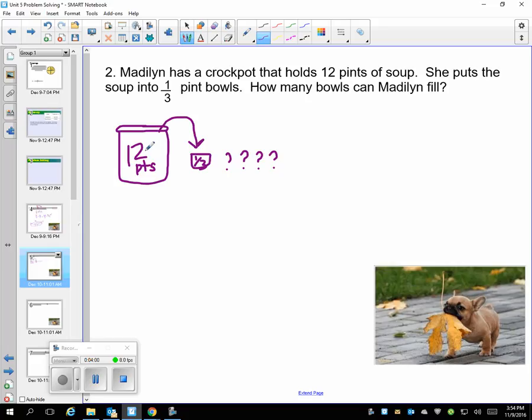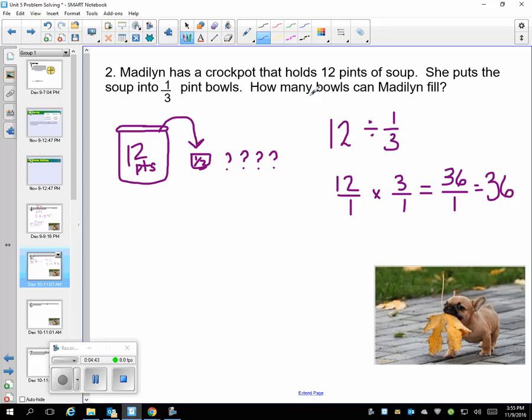So if she's starting with 12 pints and putting 1/3 in each bowl, that tells me that I have 12 pints and I'm going to be dividing it out into 1/3 portions. And then I want to see how many bowls I can do with that. All right, so I learned yesterday that division of fractions means KFC. I keep my first fraction, which is 12 over 1. I flip my second fraction, which is 3 over 1, and then I change it to multiplication. 12 times 3 is 36, and 1 times 1 is 1, which tells me the answer is 36 wholes.